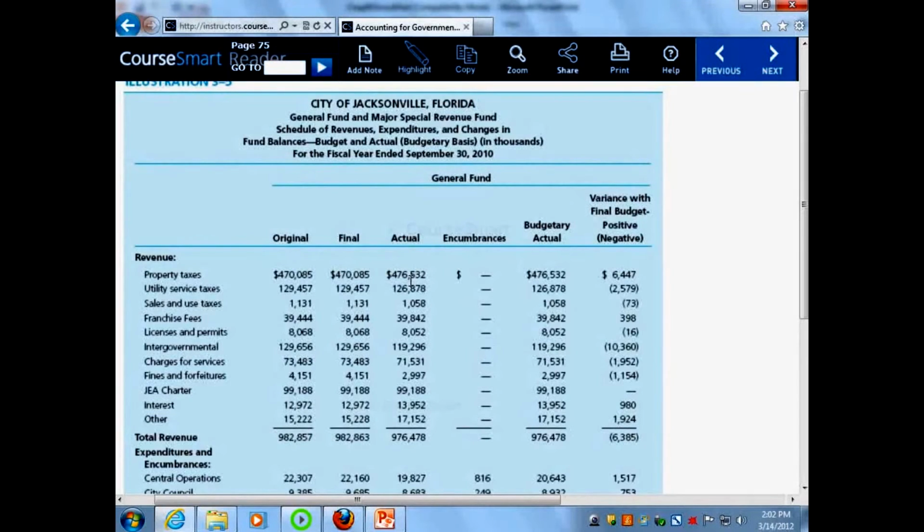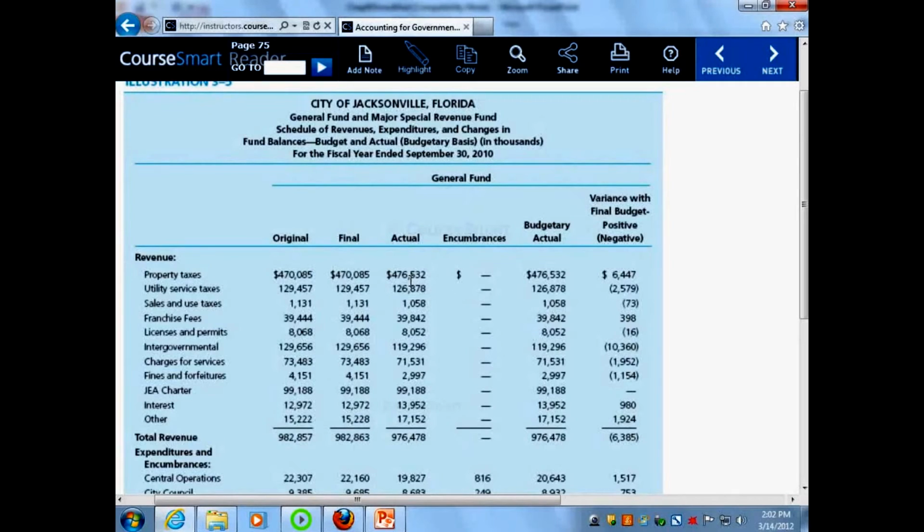Now, please don't get confused, because there are lots of statements we're dealing with. Statement of activities, which was what? Revenues and expenses. Statement of revenues and expenditures, which is the fund-based statement. And now a budgetary statement, the third statement in a row. And you know what? They can all be different, and it's your job to figure out how to do each one of them right.